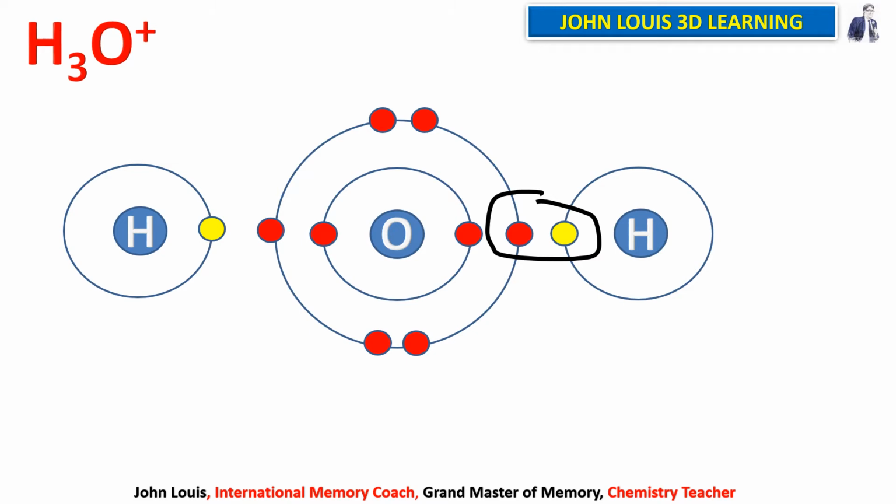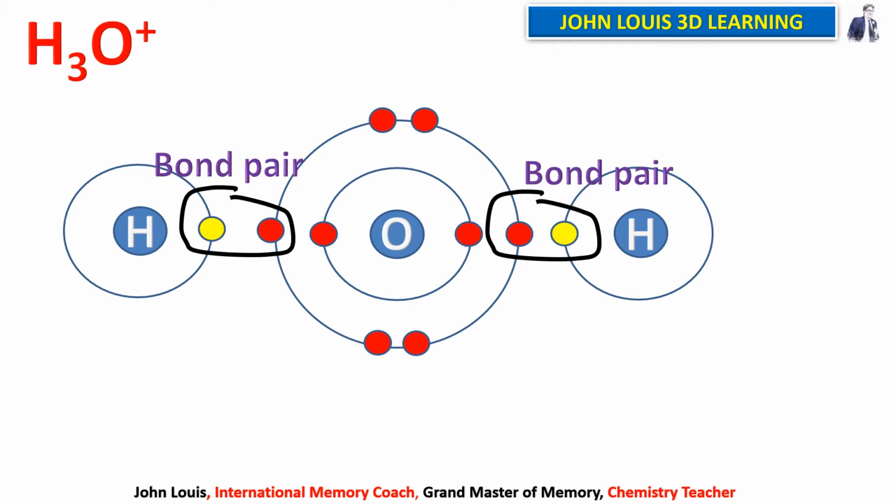Therefore that electron pair is shared between oxygen and hydrogen, and thereby it creates a covalent bond. Similarly, on the other side, the oxygen atom shares one of its electrons with the one electron that hydrogen has. Therefore that electron pair also is a covalent bond. It is shared equally between hydrogen and oxygen. This is how a water molecule is formed. So these two electron pairs are bond pairs because they are involved in bonds.